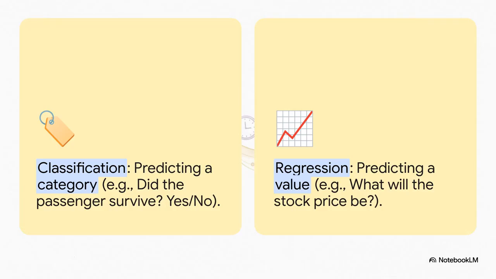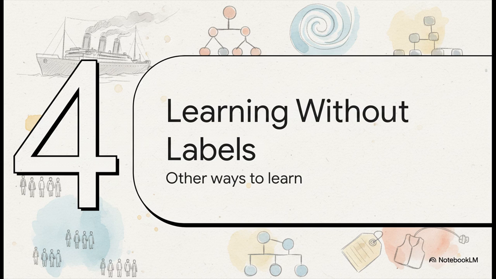Now, with this kind of learning, you're usually trying to answer one of two kinds of questions. The first is called classification, and that's all about predicting a category. Yes or no, survived or died. Our Titanic problem is a perfect example of classification. The other type is called regression, and that's when you're trying to predict an actual number, like what will a stock's price be tomorrow.